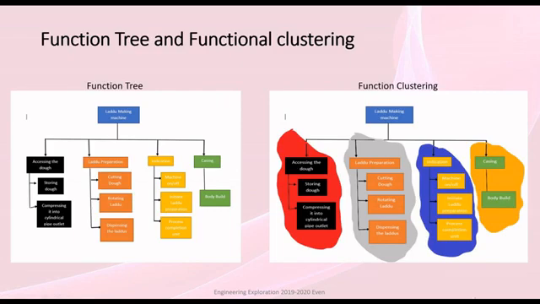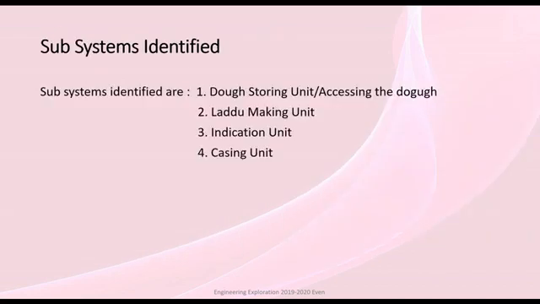Accessing the dough comes in one cluster, laddu preparation in another, indication in the third cluster, and casing in the fourth cluster. So accessing the dough comes in the cluster of storing the dough. Laddu preparation comes in the cluster of the making laddu unit. Indication comes in the indication unit and casing in the casing unit. So these are the subsystems we identified. Number one is the dough storing unit. Number two, laddu making unit. Number three, indication unit, and fourth is the casing unit.